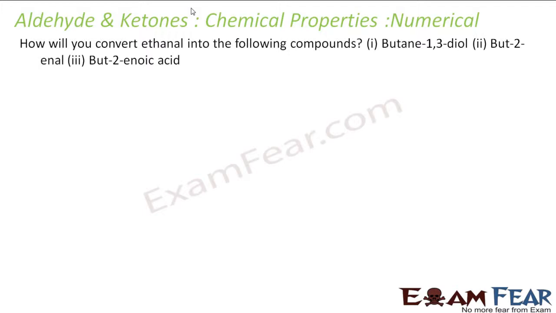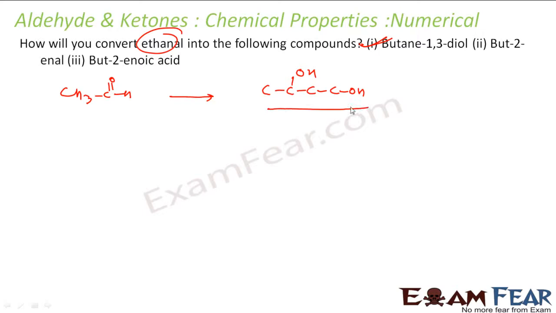So the question is, how will we convert ethanol to butane-1,3-diol, butenol and butanoic acid? Let's take one by one. Let's convert ethanol, CH3CH2OH, to butane-1,3-diol. Let's convert this. So we see it has 2 carbons, and the product has 4 carbons. Correct? So we have to go for some condensation.